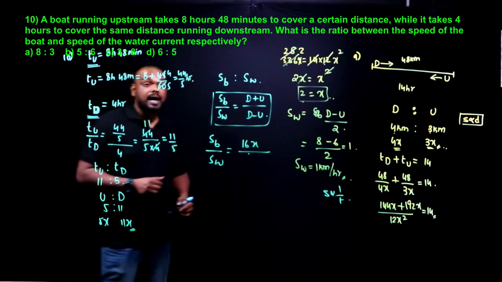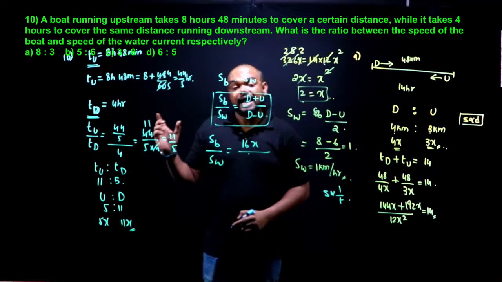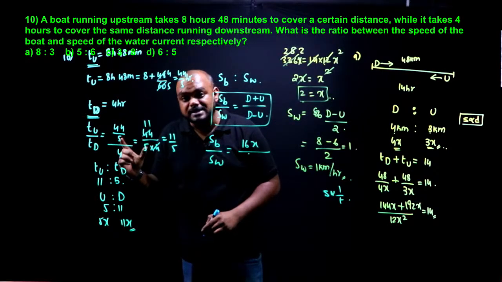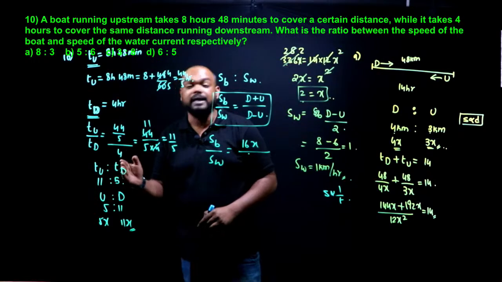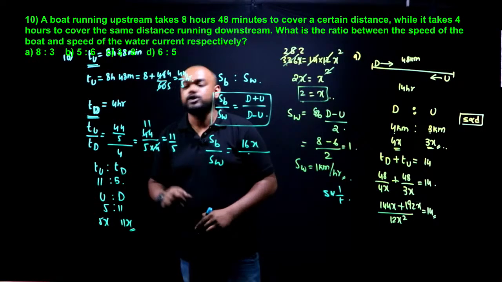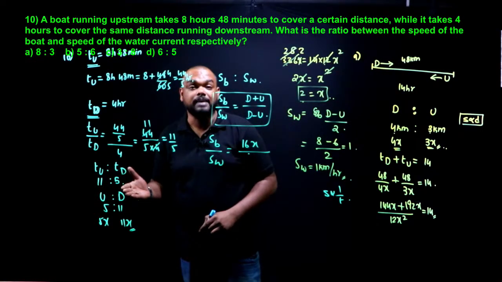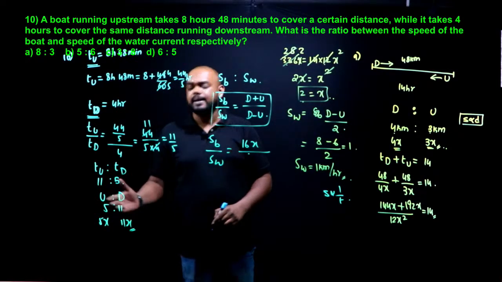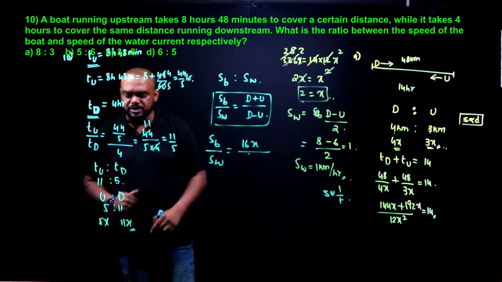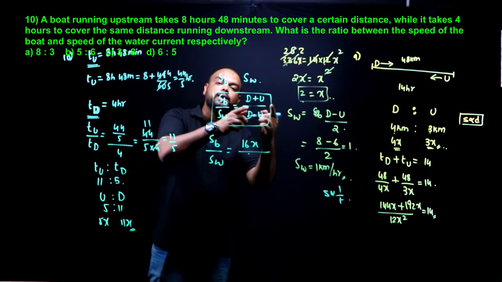Okay. Now, recall. Time and speed are inversely proportional to each other. I have the time ratio of upstream and downstream. If I reverse it, I should get my speed ratio of upstream and downstream, that is 5 is to 11, which is 5x and 11x. Okay. So upstream speed is 5x and downstream speed is 11x. Bring them and put them in here.